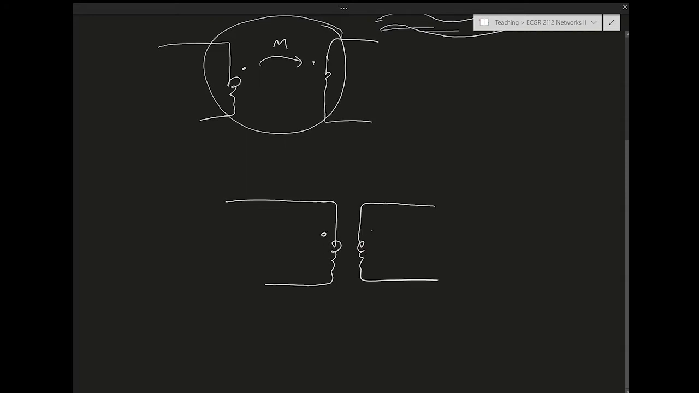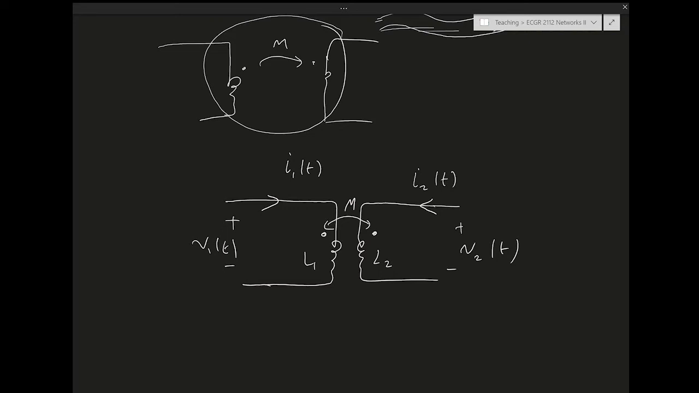So I have a mutual inductance, I have L1, L2, and then I have M. And I'll follow the convention that the current is flowing into the dots. So I have I1 of t, I2 of t, and then V1 of t, V2 of t. The assumption here is that I have control over the primary and the secondary circuits. I can control the current to be anything I want. So the experiment goes as follows.